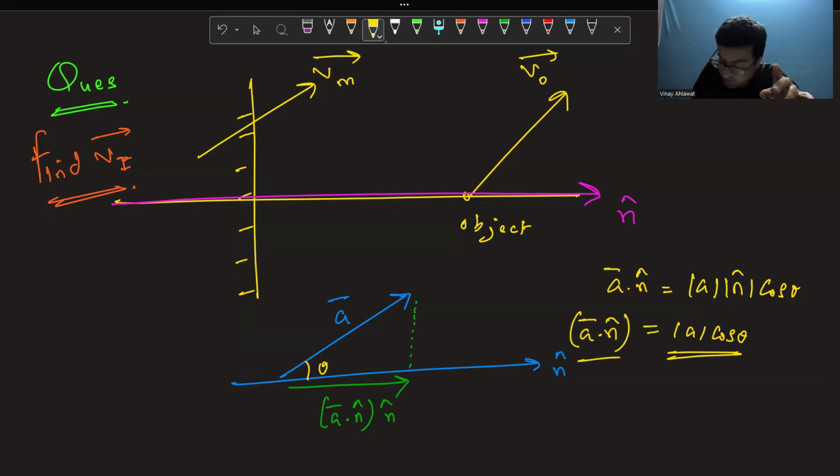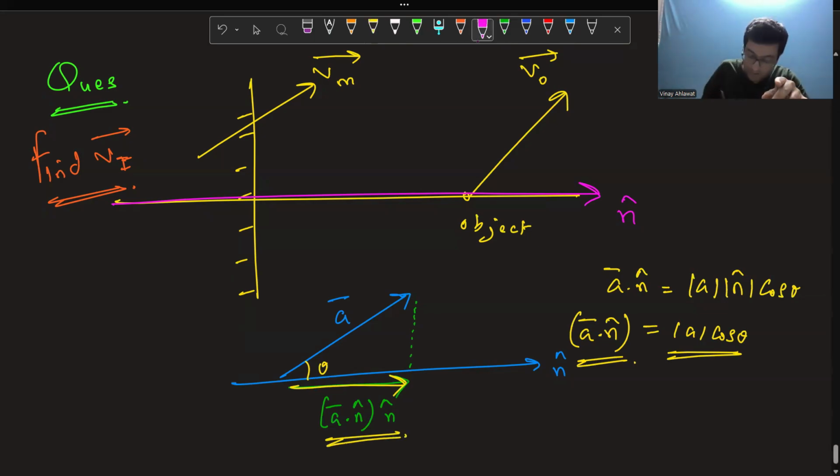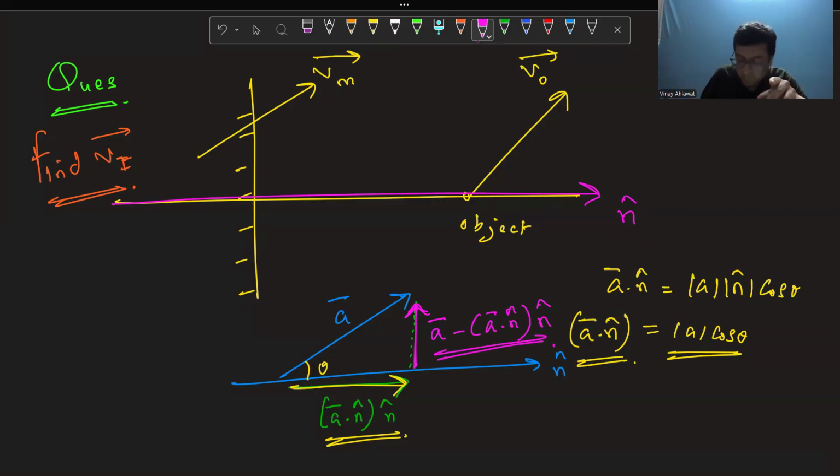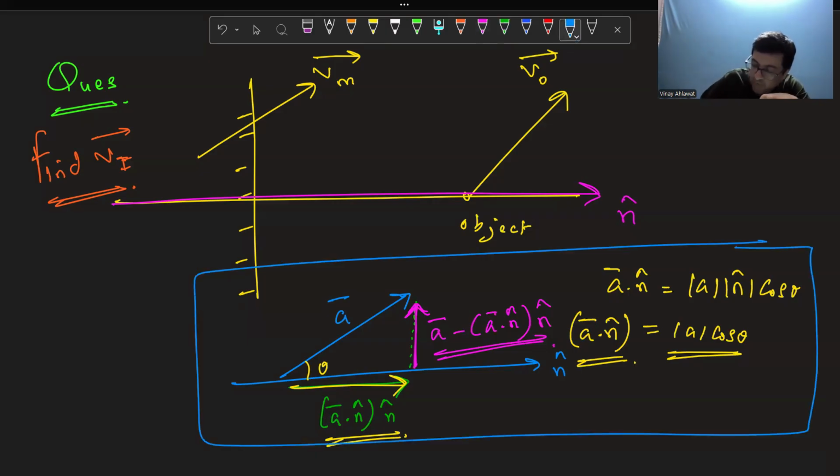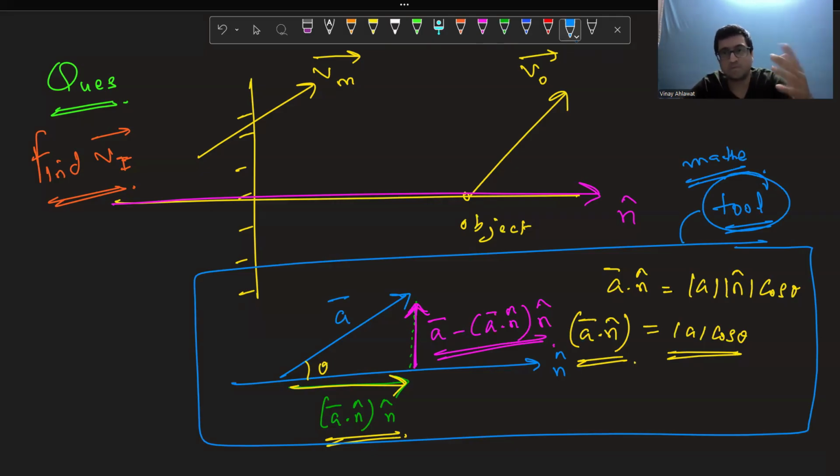This vector is the magnitude of that vector into n cap. So this is this vector. Can you write this other vector using the triangle law? Can I say this is a vector minus a dot n cap into n cap? This is the working tool, the mathematical tool which is going to help you get the answer. Got it or not?